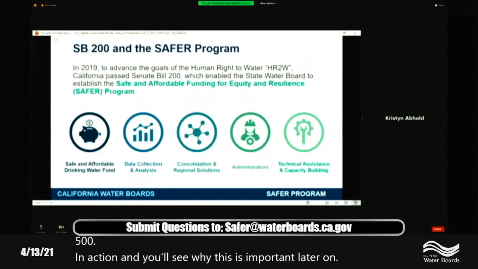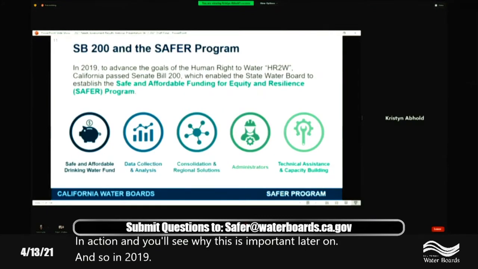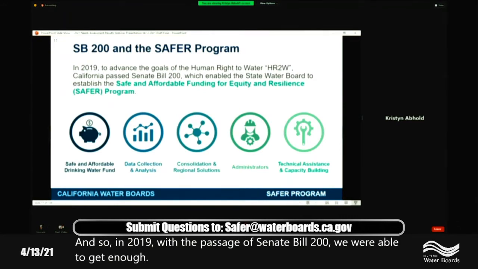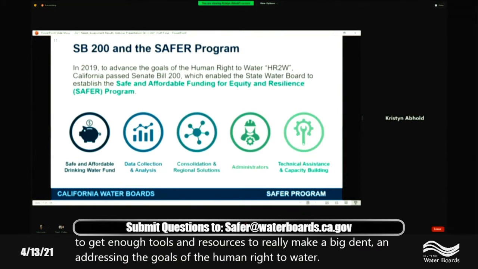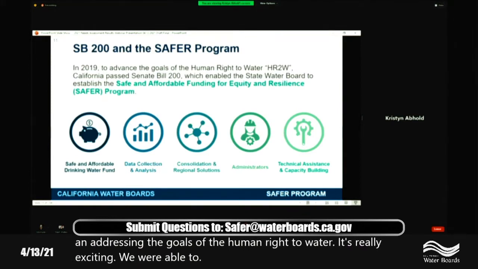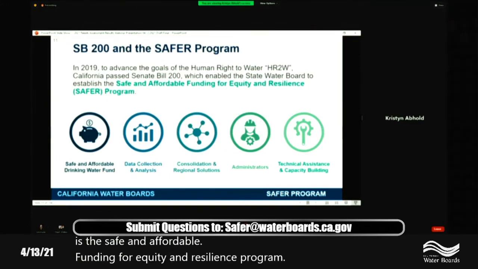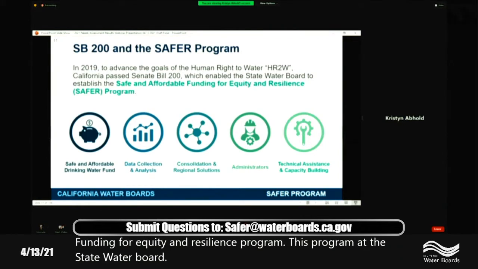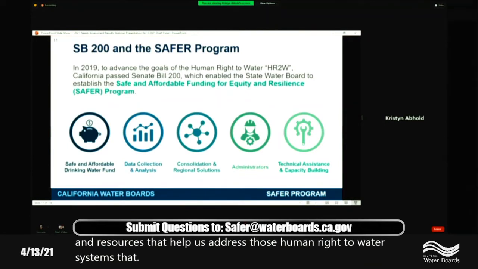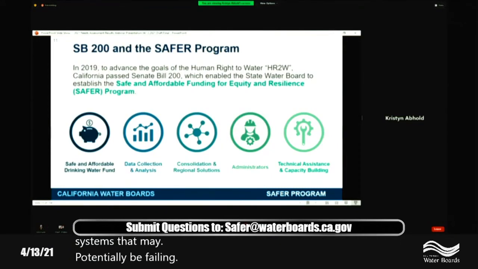In 2019, with the passage of Senate Bill 200, we were able to get enough tools and resources to really make a big dent in addressing the goals of the human right to water. It's really exciting. We were able to establish the new SAFER program, the Safe and Affordable Funding for Equity and Resilience program. This program at the State Water Board, which spans many divisions, has many tools and resources that help us address those human right to water systems, but also gives us the tools to help those systems that may potentially be failing, to keep them off the list.